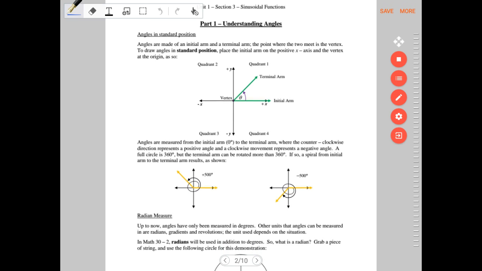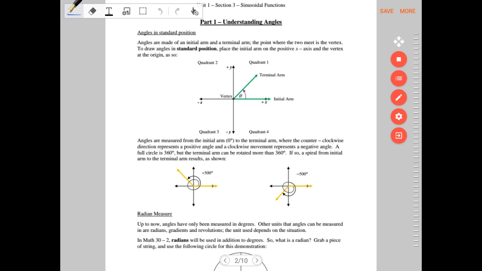Part 1, Understanding Angles. First of all, you need to know what an angle in standard position is. Angles are made up of two arms. One is called the initial arm, and it's found on the positive x-axis. The other is called the terminal arm, terminal meaning where the graph ends. Now, for it to be in standard position, not only does the initial arm have to be on the positive x-axis, but where the two meet, also known as the vertex, must be on the origin of the graph. So here at 0, 0.